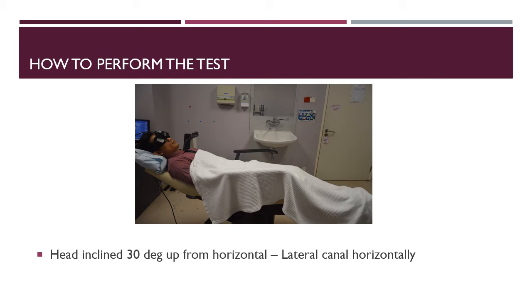So before we proceed with the irrigation, this test is ordinarily performed with the subject reclining, with the head inclined about 30 degrees up from horizontal so as to make the lateral canal lie in the horizontal position. This position will bring the lateral semicircular canal cupula into a near vertical position where the force of the convection current can deflect it optimally. This position is also the best tolerated and more comfortable for the patient to be in for the long duration of this test, about 30 minutes.